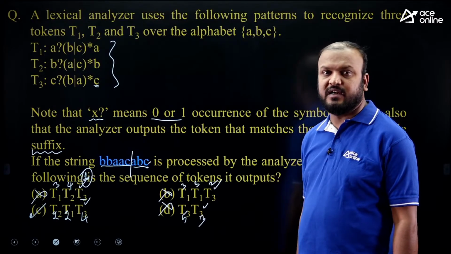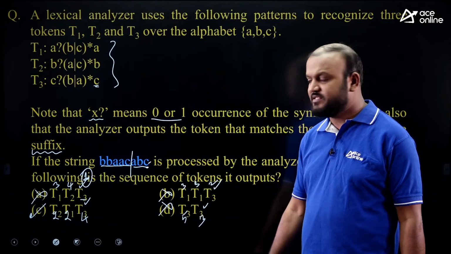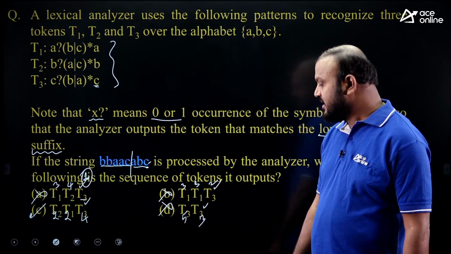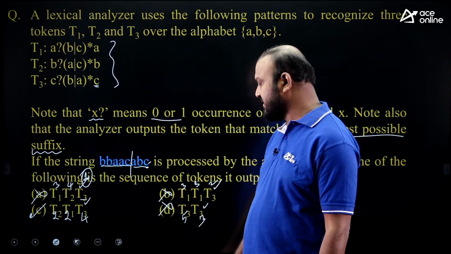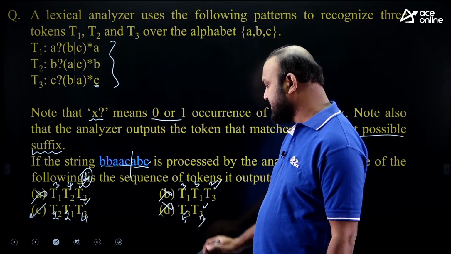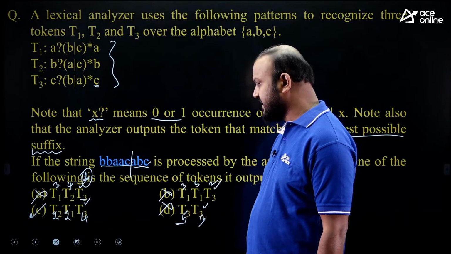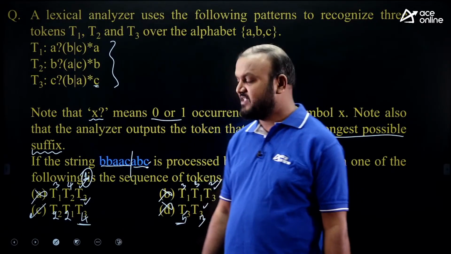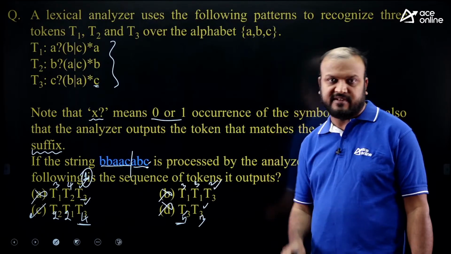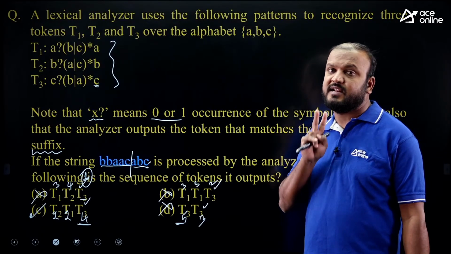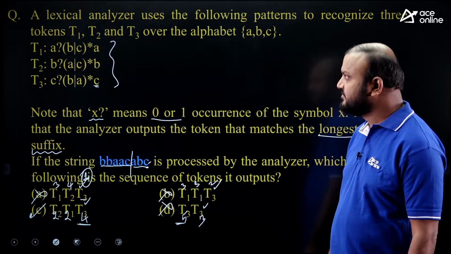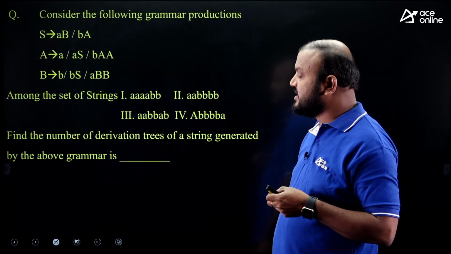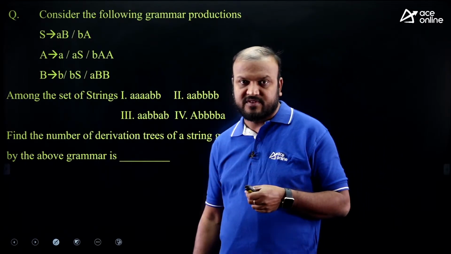So if all are correct token streams, and it is given as MSQ, all options are correct, right? Because if the longest possible prefix is asked, option D is the correct answer. If the longest possible suffix is asked, then option C is correct, right? Find the difference and observe how questions are asked. That is important, okay? And next, we go to the next chapter, that is context-free grammars, right?